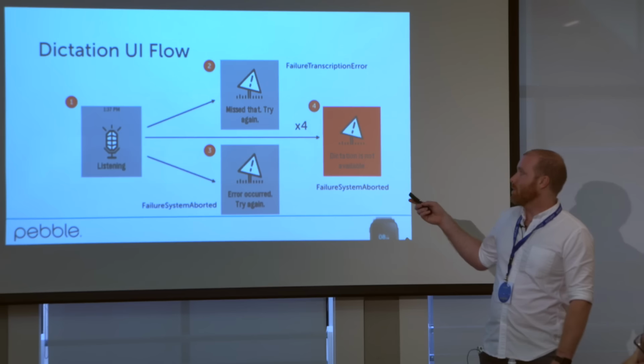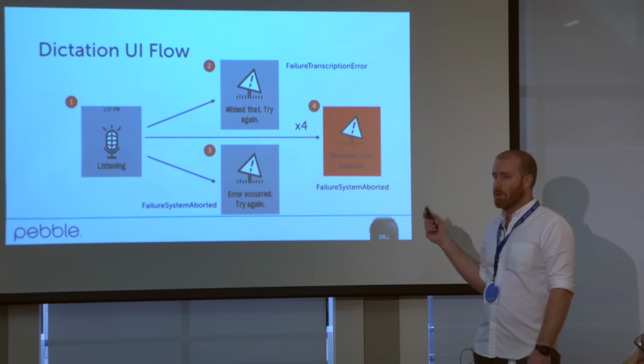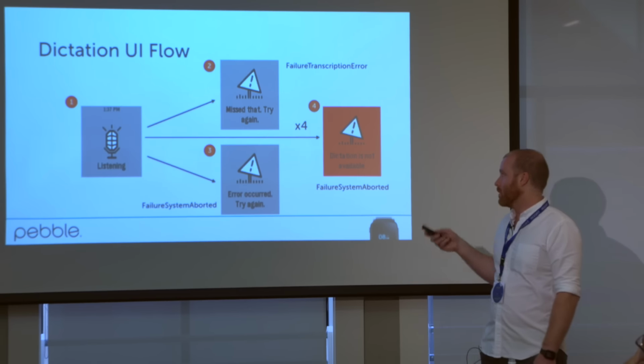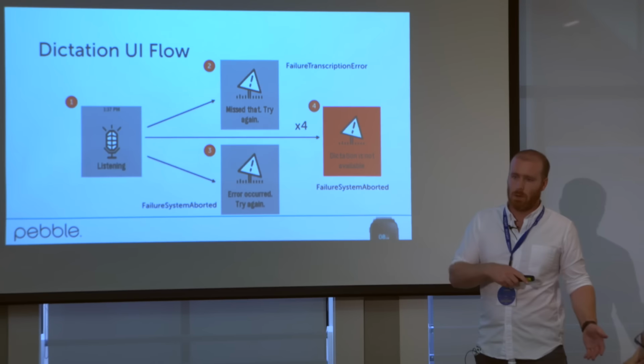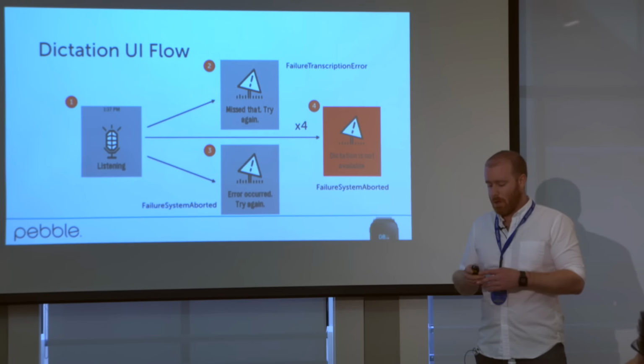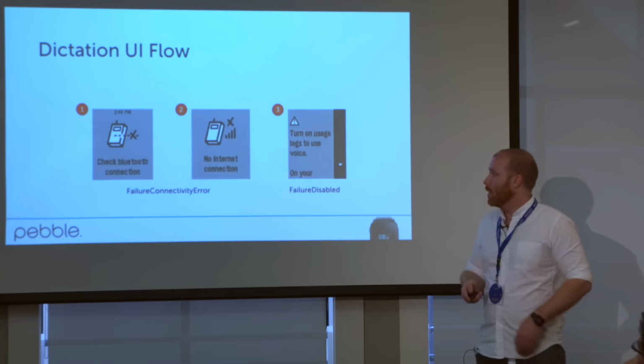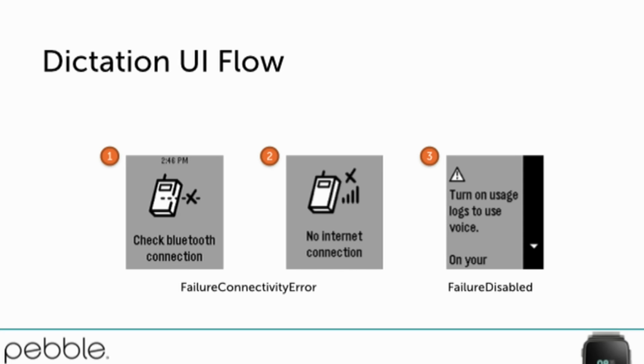These dialogues are typically shown 3 times, and then if it happens a 4th time, either one of those errors, we show the dictation not available, and we exit the UI and we return a status code in the callback. These are a few more severe error dialogues.